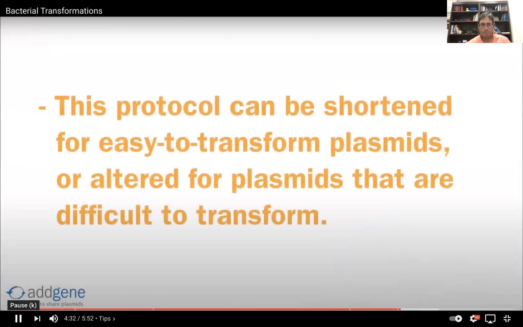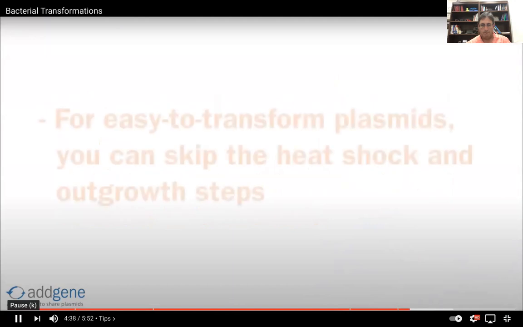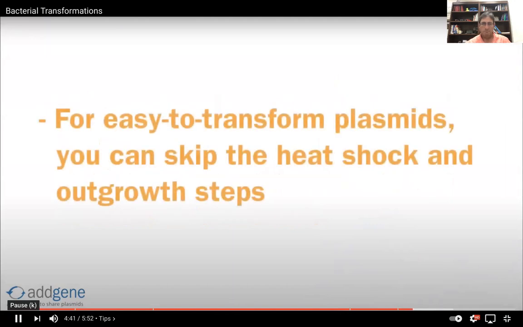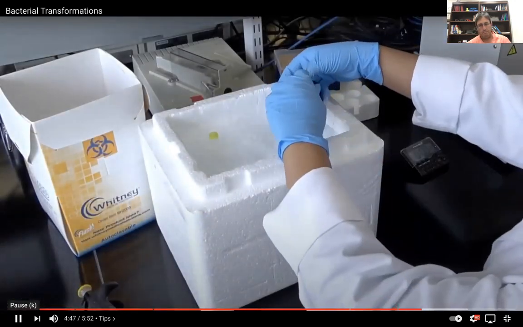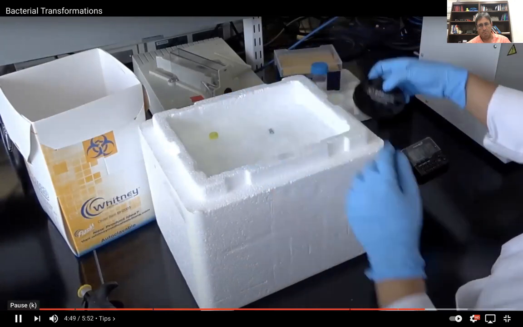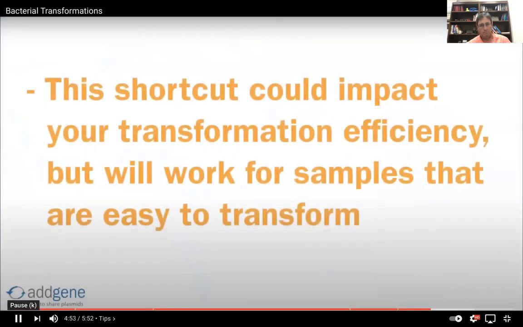Although this protocol will work for most plasmids, it can be shortened for easy to transform plasmids or altered for plasmids that are difficult to transform. If you want to significantly reduce the time needed for transformation, skip the heat shock and outgrowth steps entirely and simply incubate the DNA competent cell mixture on ice for 5 minutes before plating. This could impact your transformation efficiency, but will work for samples that are easy to transform.